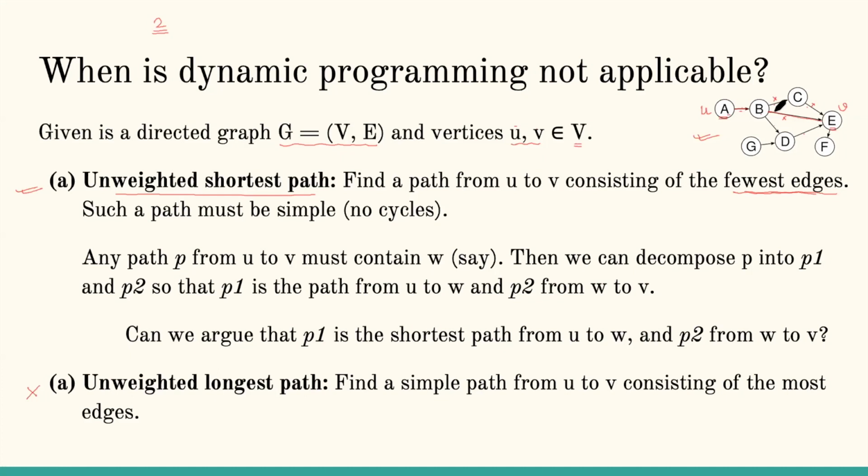Now, say for example, we pick a vertex in the path between U and V, let's say A and B, and let's say that this vertex is W.